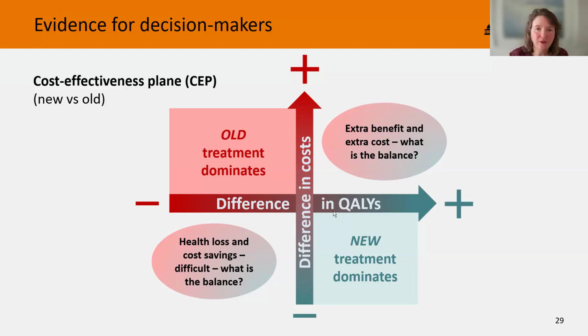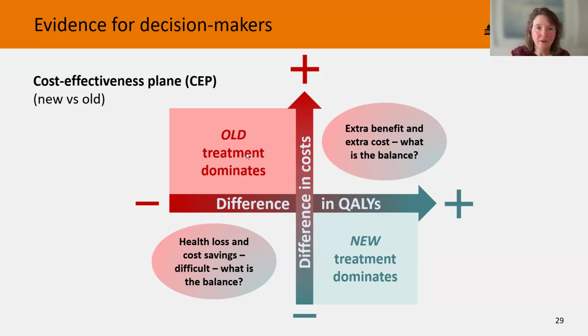So if we are in the, let's start at the bottom. So bottom right-hand corner, let's say our new treatment costs less. So the pathway is cheaper than the old treatment. Maybe the drug's cheaper, maybe there are fewer side effects that require treatment. For whatever reason, the pathway costs are cheaper, which is great. And it gives us more QALYs. So this is really easy. There's no decision to make, you know, it's already done. The new treatment dominates the old because it's cheaper and better.